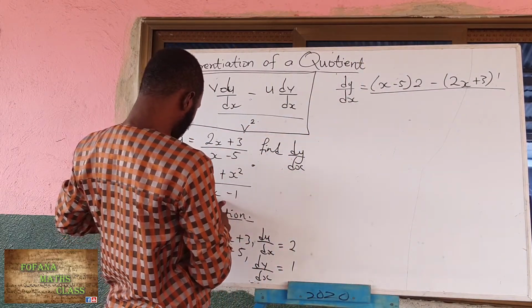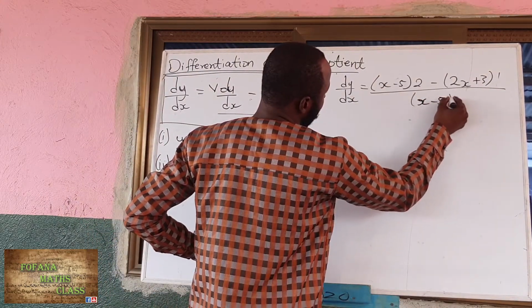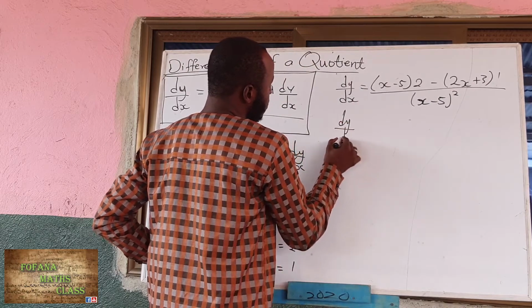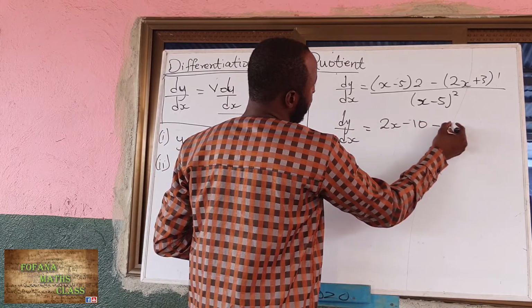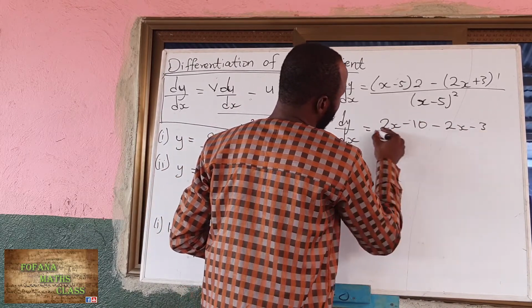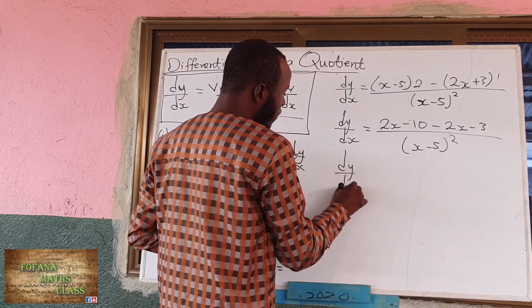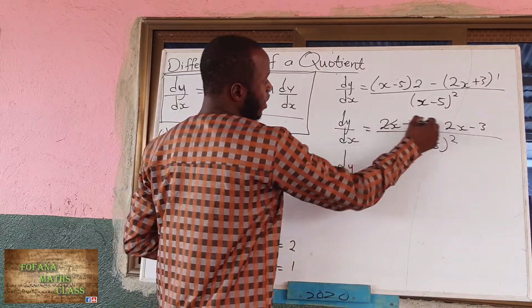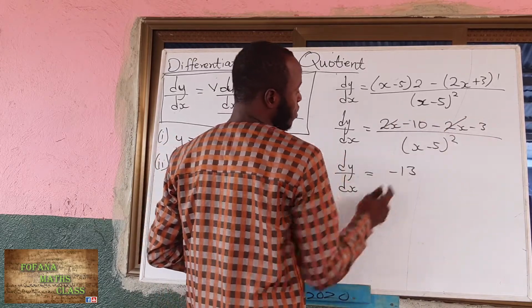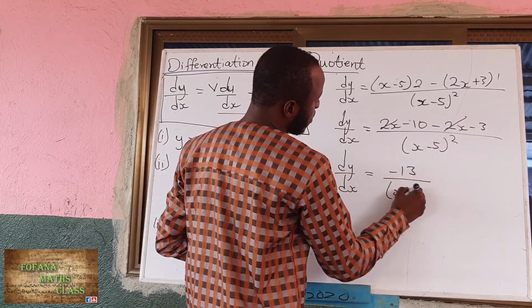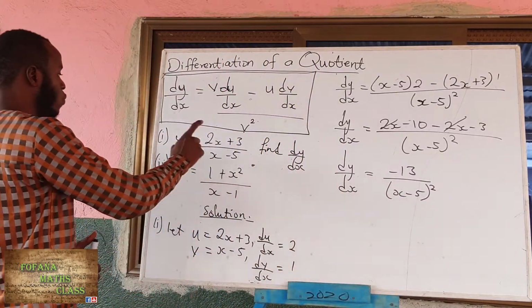What is our v? v is equal to x minus 5, so x minus 5 squared. Now dy/dx will be equal to, expanding the bracket, 2x minus 10 minus 2x minus 3, all over x minus 5 squared. By simplifying, the 2x cancels the 2x and we are left with minus 10 minus 3, which is minus 13, all over x minus 5 squared. This is the derivative for the first question.